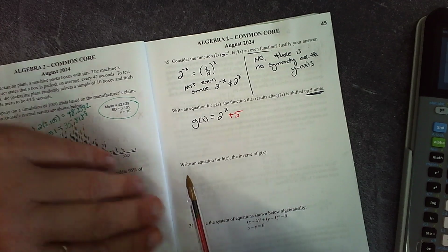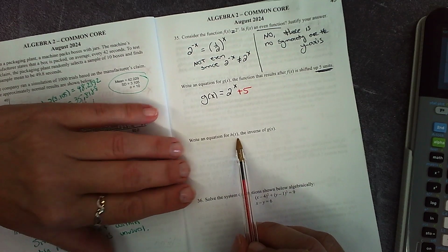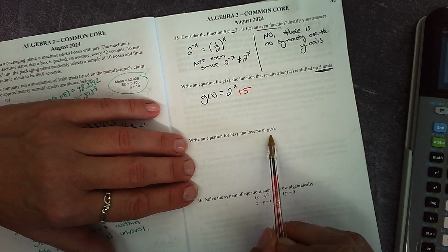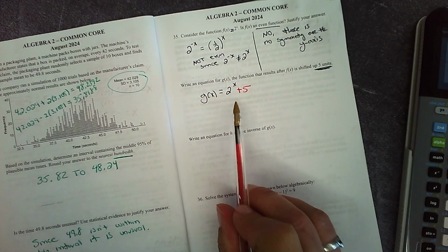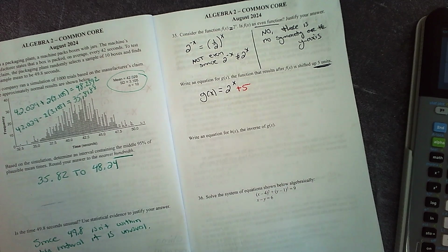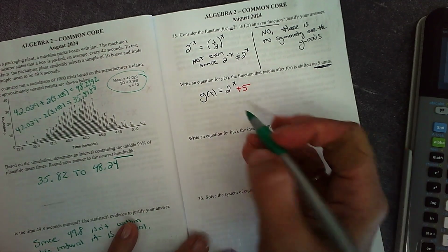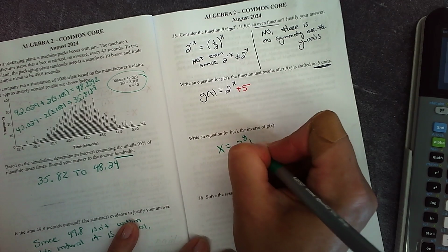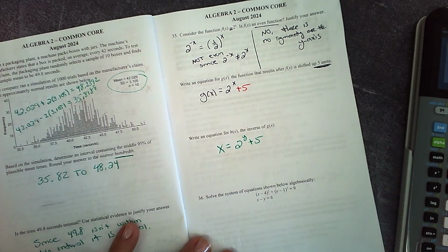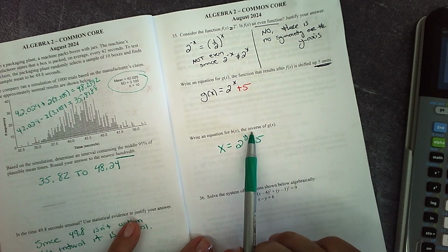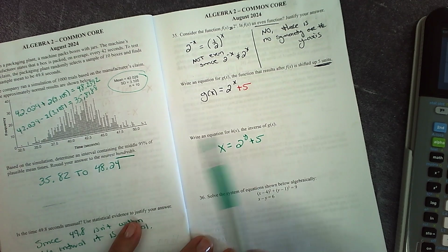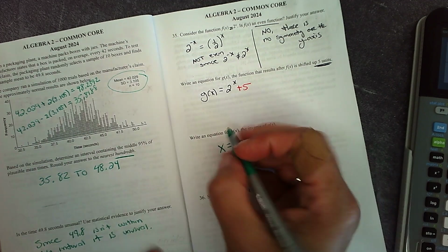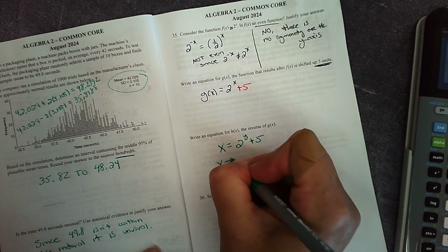Next one. Write an equation for h of x, the inverse of this. So we want to make the inverse of this. The first step in finding an inverse is to switch the x and the y. So I'm going to do that. Then we have to get the y alone again, so I'm going to subtract over the 5.